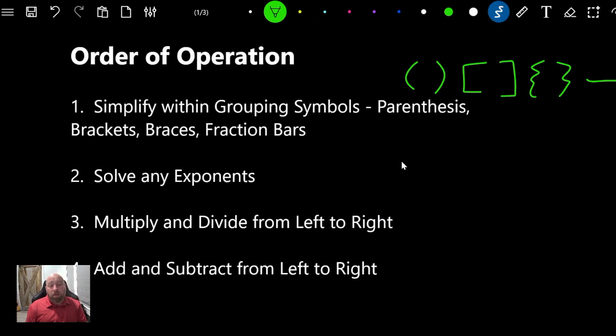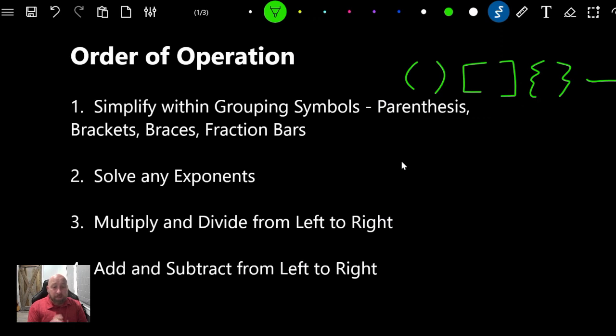Now, when you're talking about the fraction bar, we're going to do some of these at the end of the lesson. So I'll just kind of leave that there, and then we'll talk about why that's a grouping symbol and how to solve that grouping symbol. But let's just leave it there for now. Those are the four that you really need to know. When you see those, you need to do inside of those.